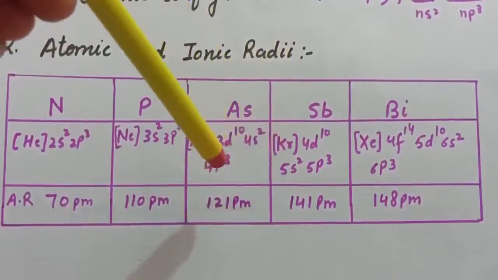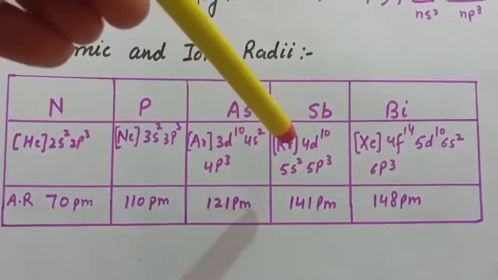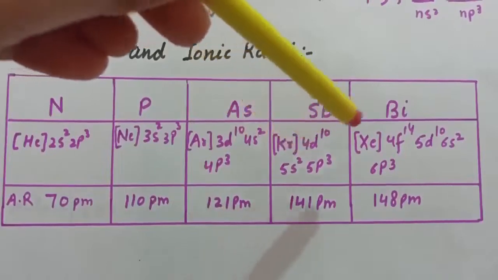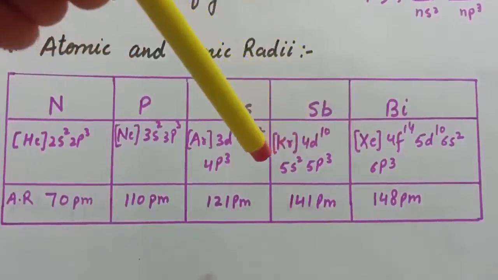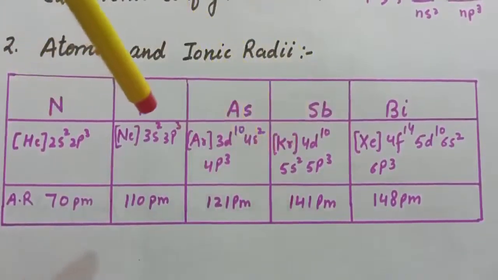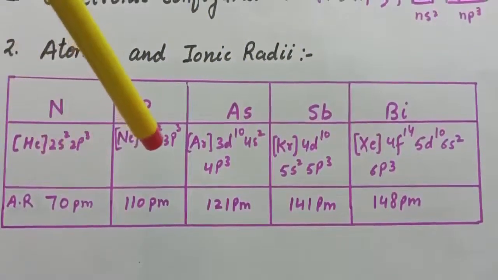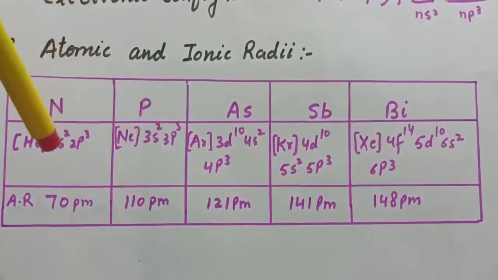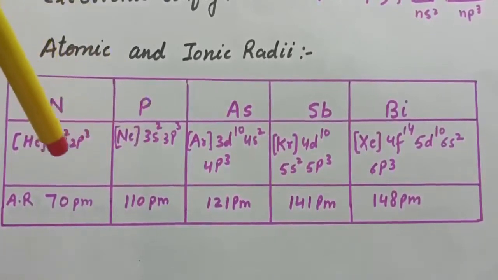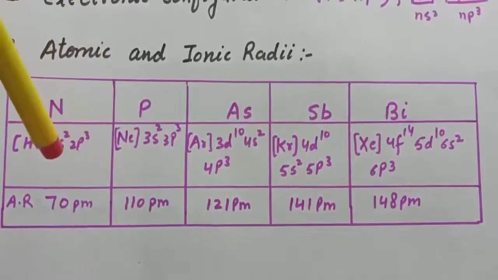This is because of the presence of d and f orbitals in the heavier members. So what will happen when we move from nitrogen to phosphorus? Here the addition of a new shell takes place. That is, in nitrogen we have 2s2 2p3. The outermost shell is n equals 2.